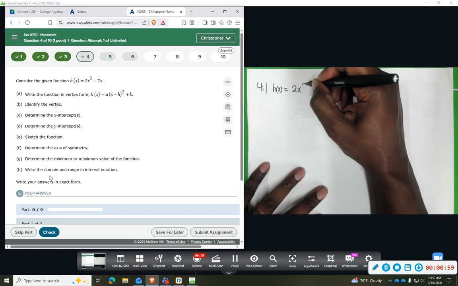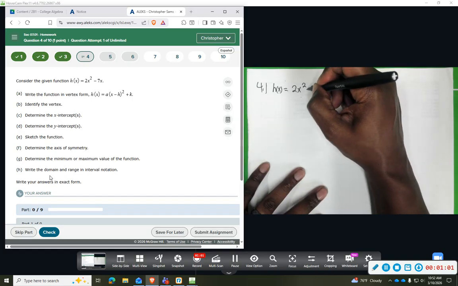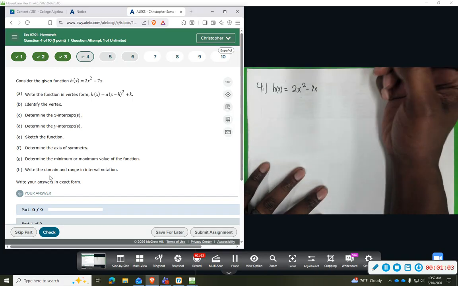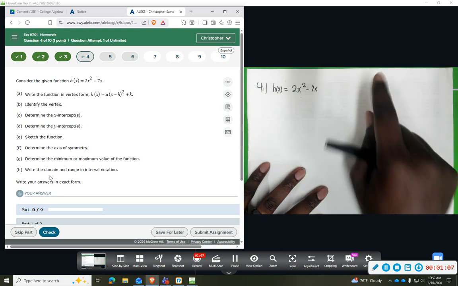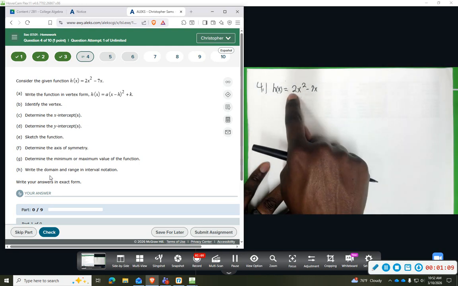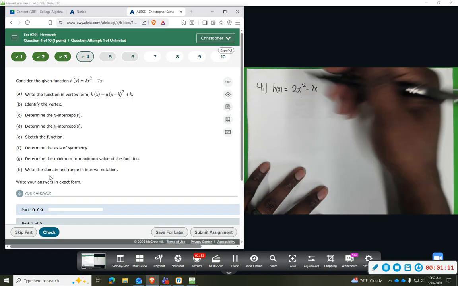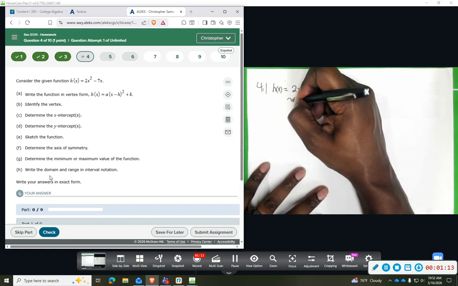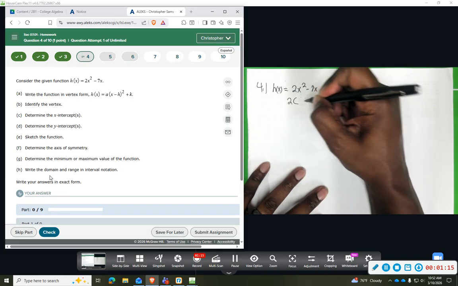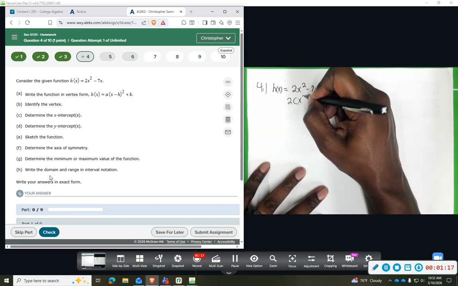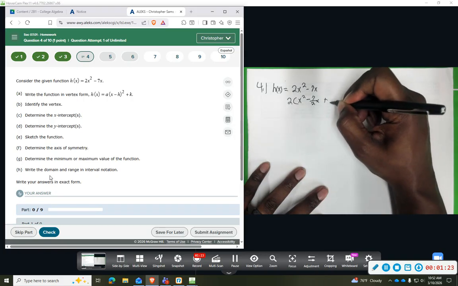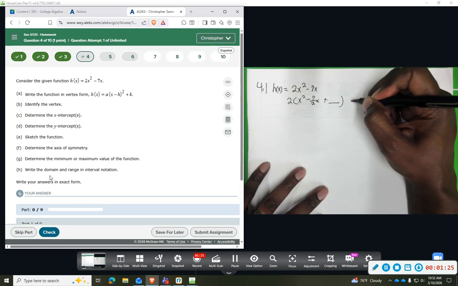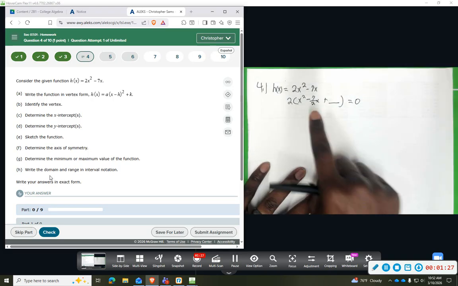So we have 2x squared minus 7x. All right, so we don't have the constant, so we don't have to move anything. But when we complete the square, we have to have the leading coefficient as a 1, so we're going to factor out the 2 first, leaving us with x squared minus 7 over 2x. Now I'm going to put plus a blank spot. I'm going to set this equal to 0.